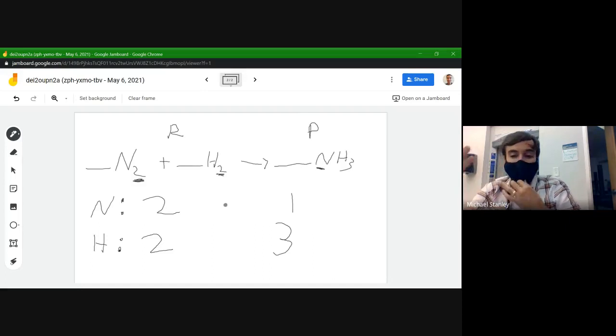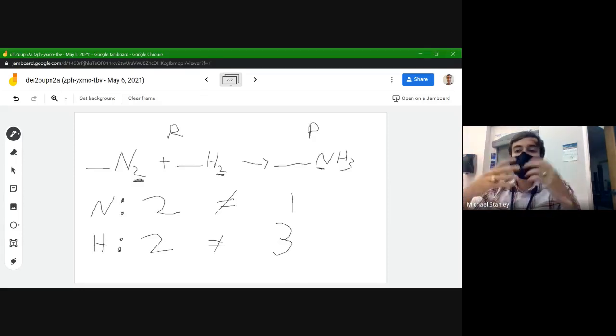So this is very obviously not a balanced chemical equation. The N's are not the same. We have 2 and 1. That's not equal. And the H's are not the same either. We've got 2 and 3. Oh boy. What a predicament.